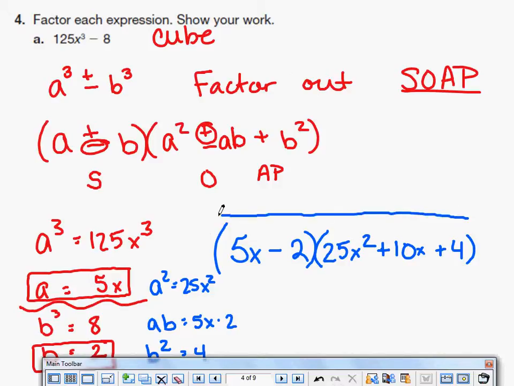Here's my complete final answer. You've got to be able to recognize that it's perfect cubes, and you've got to be able to know your formulas. If you do not know your formulas, then it's not going to help you out any.